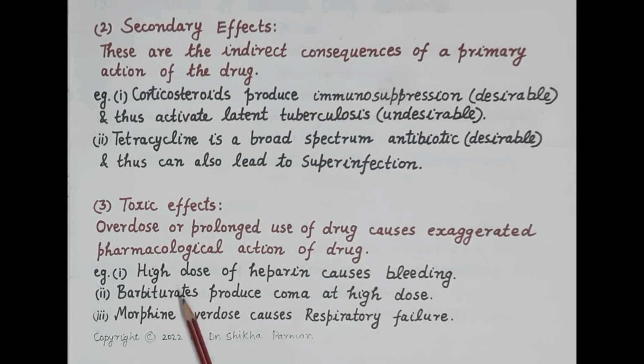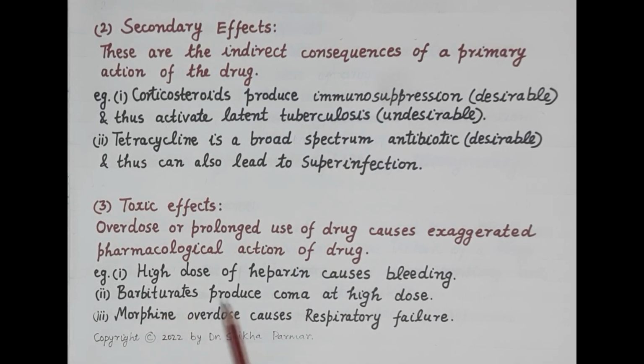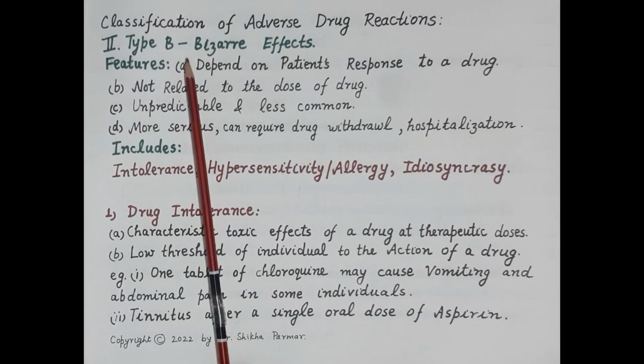For example, high doses of heparin. Heparin is an anticoagulant. High doses of heparin cause bleeding. Then barbiturates. Barbiturates are sedatives. Barbiturates produce coma at high doses. Then morphine. Morphine is an opioid analgesic, a very powerful, potent painkiller. Morphine overdose causes respiratory failure. So these are examples of the toxic effects of a drug.